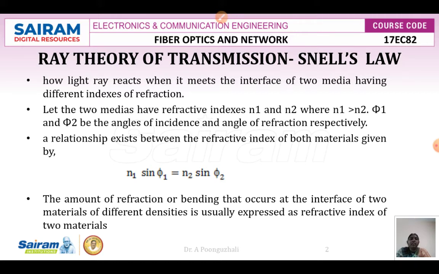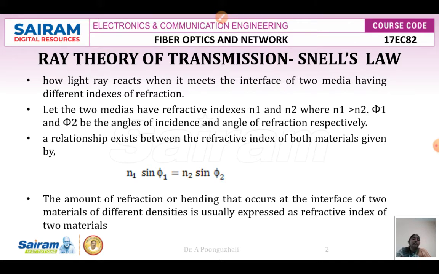When a light ray is incident on the interface between two mediums, where the two mediums have two different indices of refraction, then based on the angle of incidence a refraction process might take place.